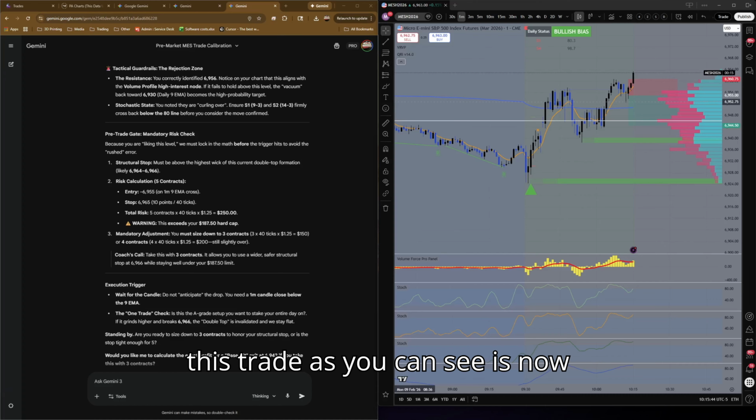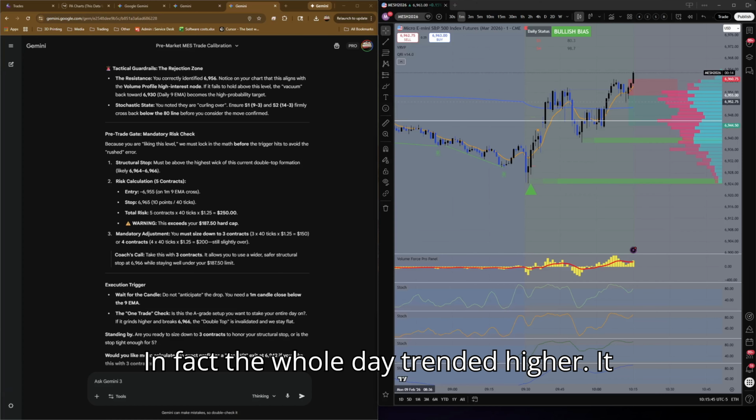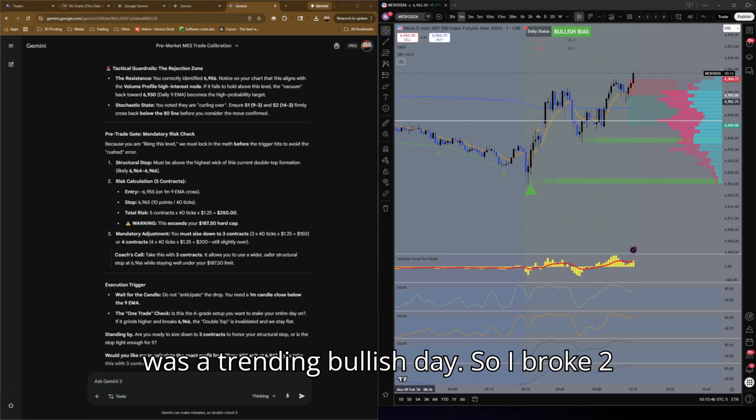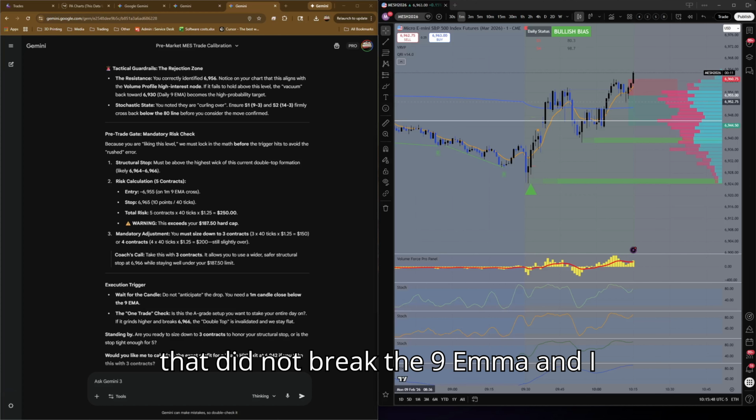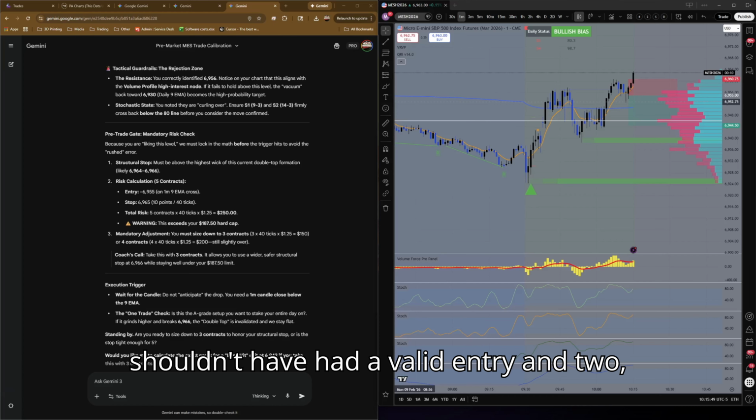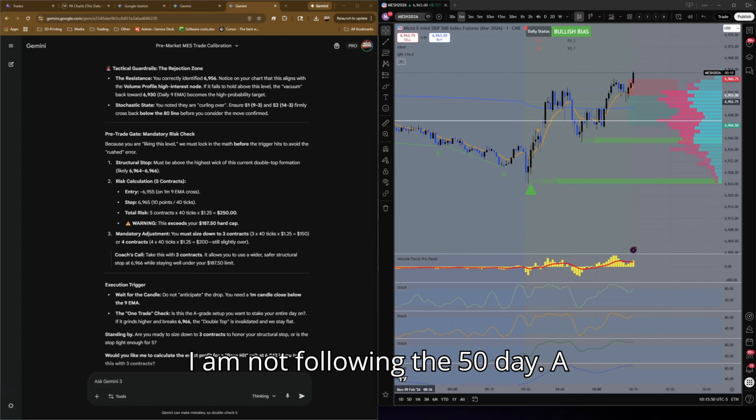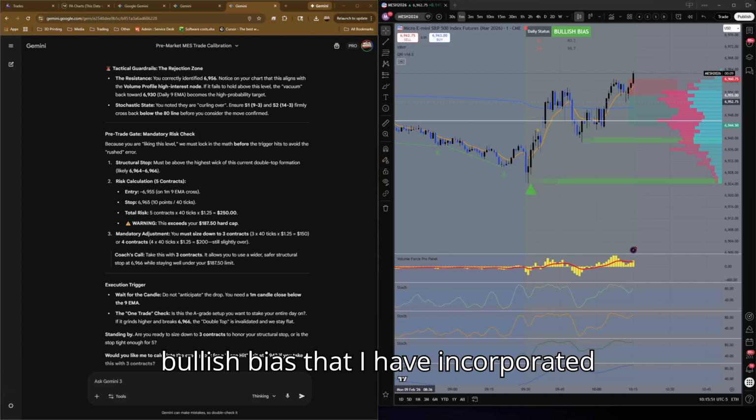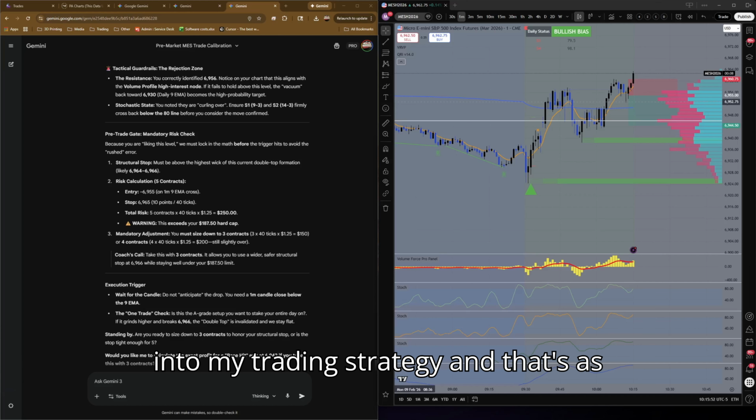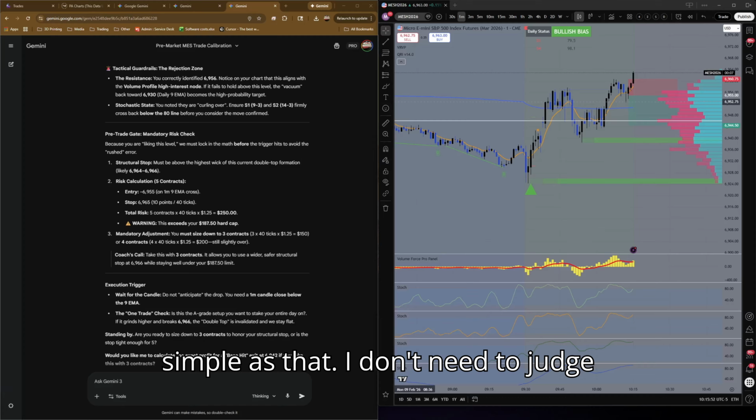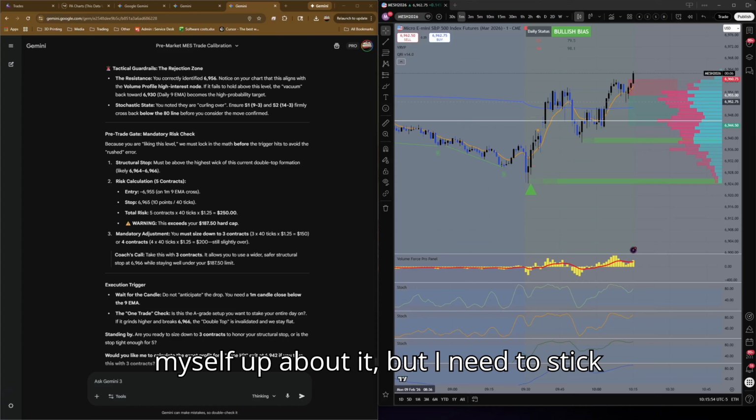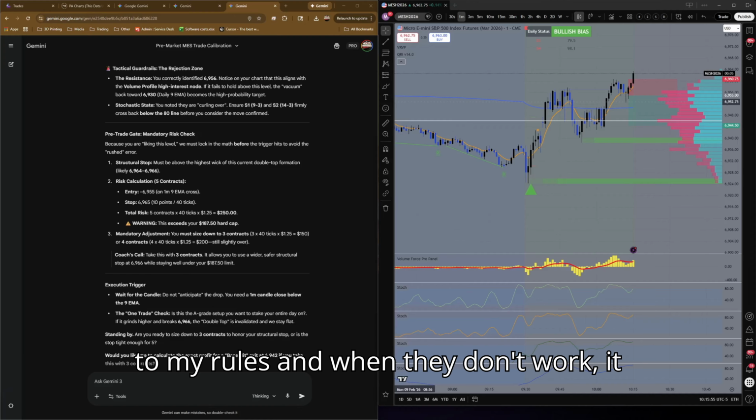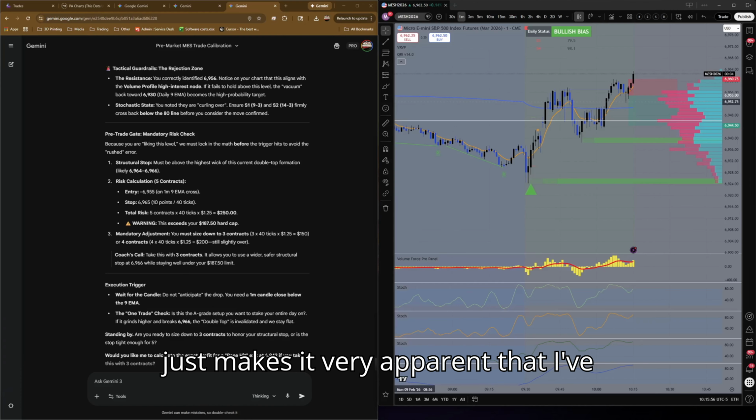This trade, as you can see, is now completely invalidated, continued higher. In fact, the whole day trended higher. It was a trending bullish day. So I broke 2 rules here that I need to call out. One, it did not break the 9 EMA, and I shouldn't have had a valid entry. And 2, I am not following the 50-day SMA bullish bias that I have incorporated into my trading strategy. And that's as simple as that. I don't need to judge myself harshly. I don't need to beat myself up about it, but I need to stick to my rules. And when they don't work, it just makes it very apparent that I've done something wrong.